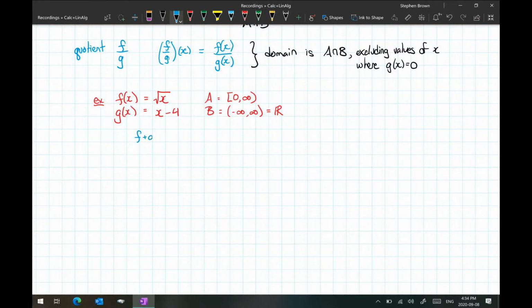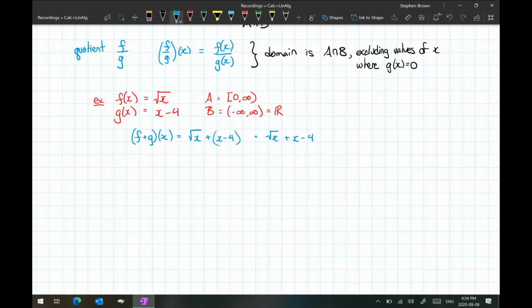F plus g of x would just be the square root of x plus x minus 4. Now you might want to use brackets just to make sure that you've simplified properly, but in this case you can also just treat this without brackets as just equal to the square root of x plus x minus 4. Now, because I've combined the two functions together, and I still have a root x in there, this means I cannot choose values of x anywhere along the real number line. I have to choose values of x greater than or equal to 0.